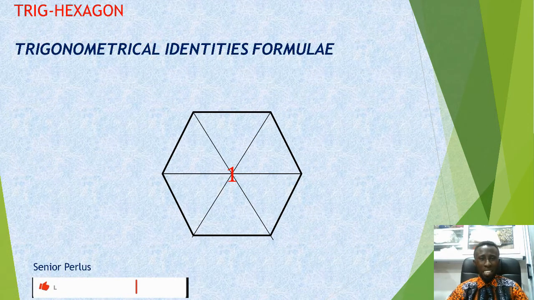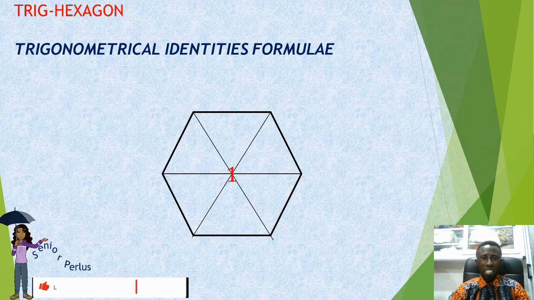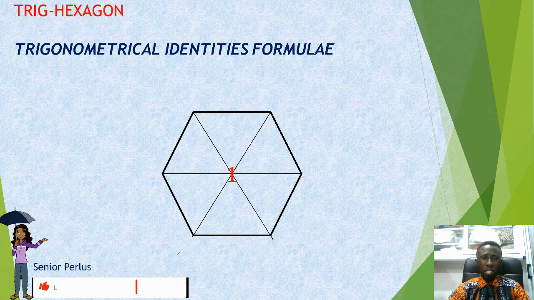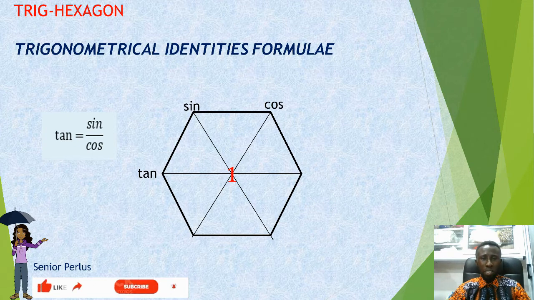The trig functions are sine, cosine, tangent, cotangent, secant, cosecant. We begin on this vertex, moving clockwise to end here. All you need is to remember this trig function, that is, tan is sine out of cos. So we start on the vertex and then write tan, sine, cos in clockwise direction.